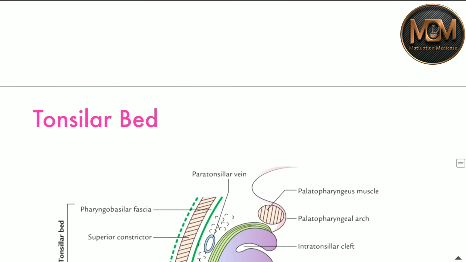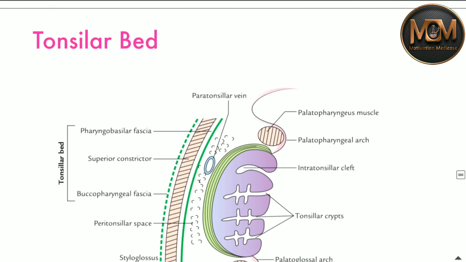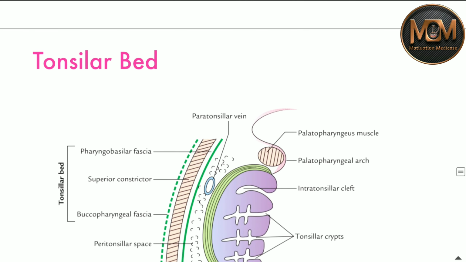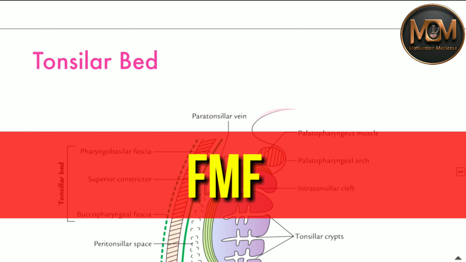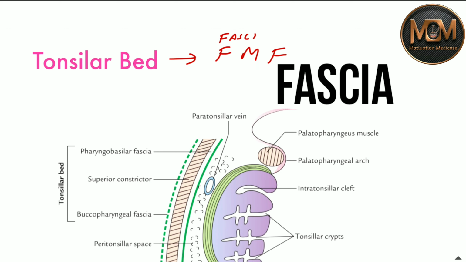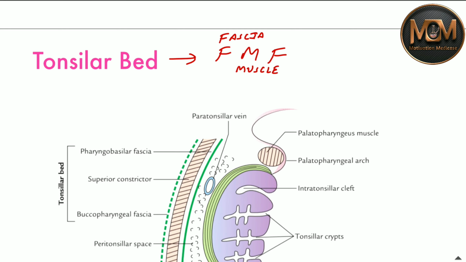Now let's see the tonsillar bed. What is the tonsillar bed? It is where the tonsil lies. To understand the tonsillar bed, there are three structures. You can remember them as FMF: fascia, muscle, and fascia.